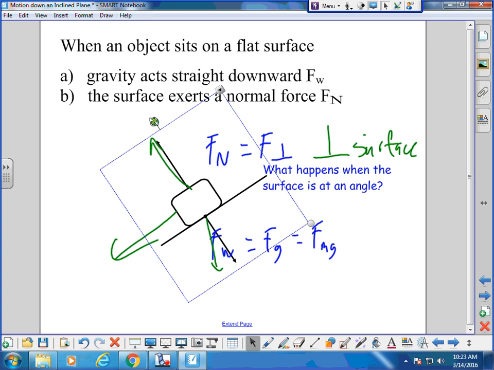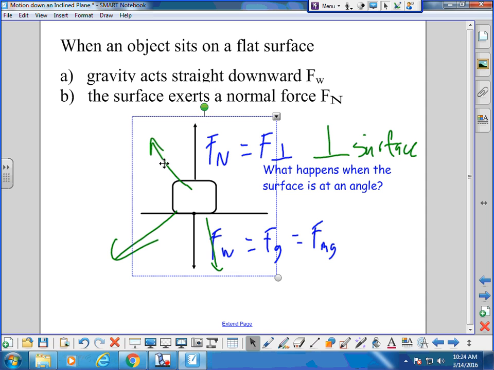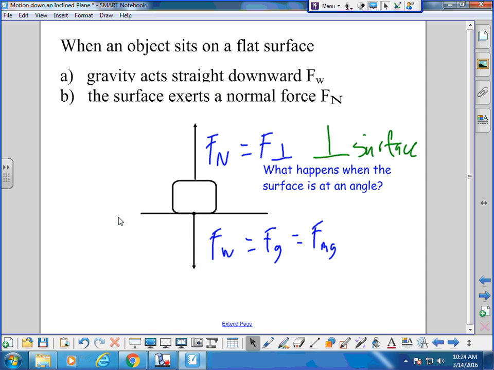I'm just going to put this back to flat. Well, that's exactly what we're going to do today. Okay, so what I was saying is, when it's flat on a surface like that, like my laptop on the table there, or a book on a table, or anything that's sitting on a table, the weight force is going to be balanced by the normal force.